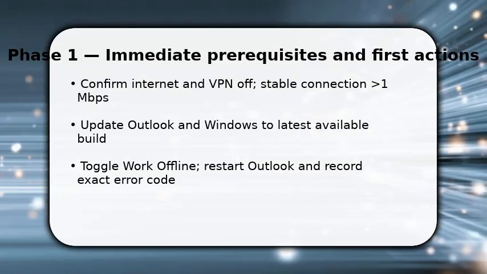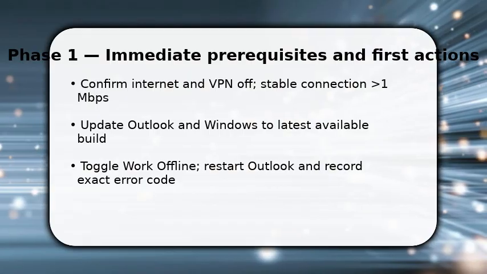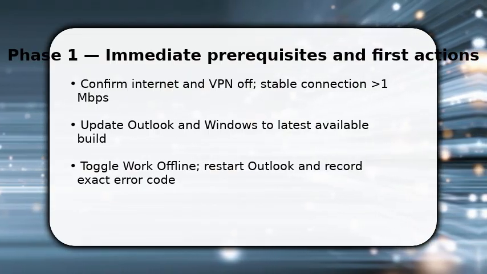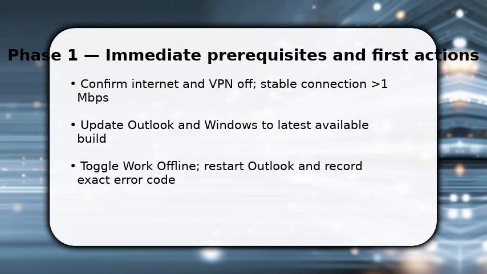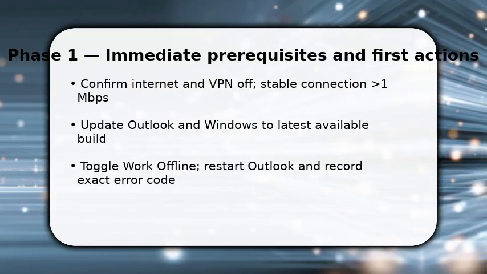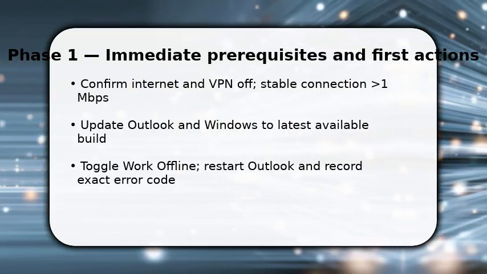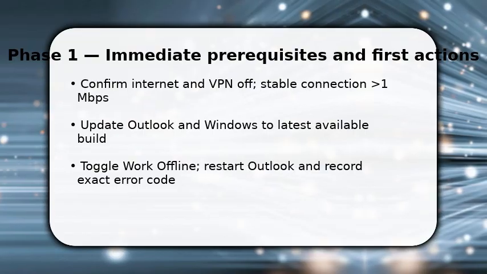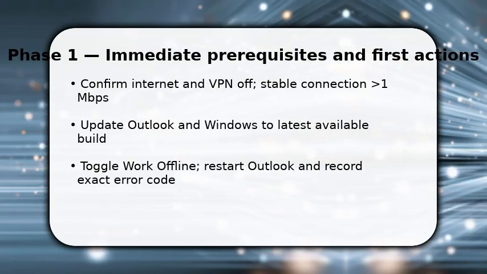You begin by verifying essentials. Internet is stable and any VPN is off, because connectivity problems mimic send/receive faults. Once done, update Outlook and Windows to remove known bugs, and then toggle View Work Offline to reset the client. Make sure to restart Outlook and note the exact error code or message you see. This code directs the next steps.